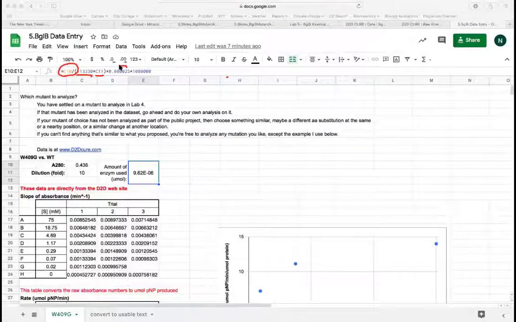Now this is the amount of enzyme used. That's 25 microliters. 25 microliters of enzyme is used in the assay. So that's 25 microliters expressed as liters. And then finally, once again, we're multiplying by 1 million because we're changing moles of protein to micromoles of protein.